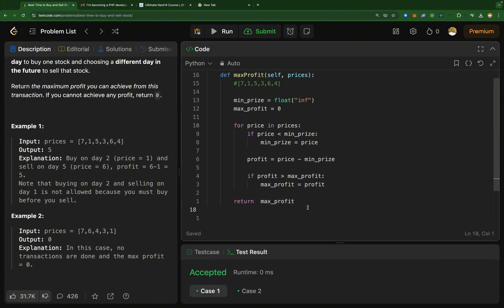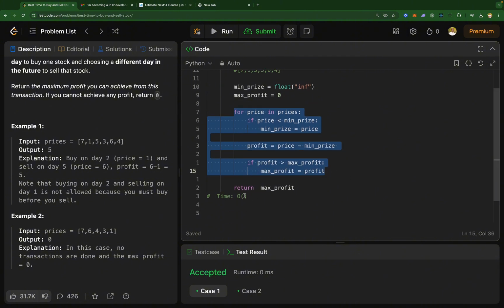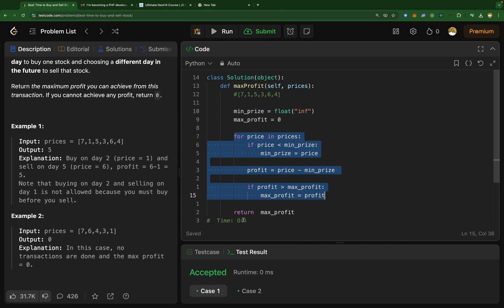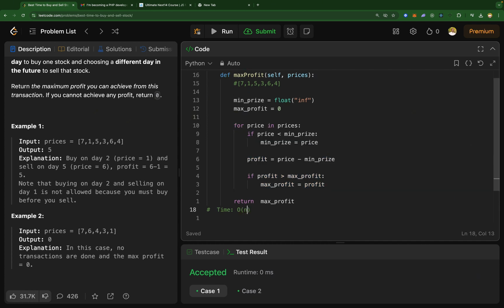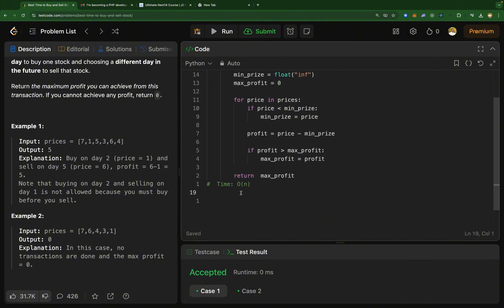Let's look at the time complexity and space complexity. Time complexity here, we are only looping it once. So this is a linear time complexity, and you're going to have it at big O of n, where n is the number of items in the prices list.